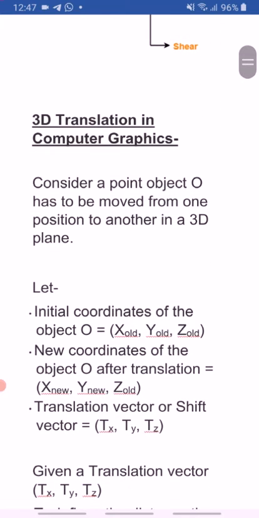So coming to 3D translations, moving an object from one point to another point is called translation. So consider a point object O has to be moved from one position to another in a 3D plane.